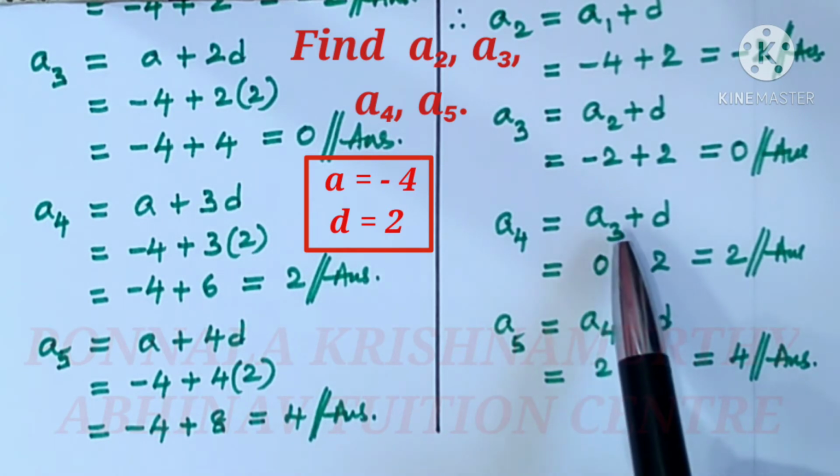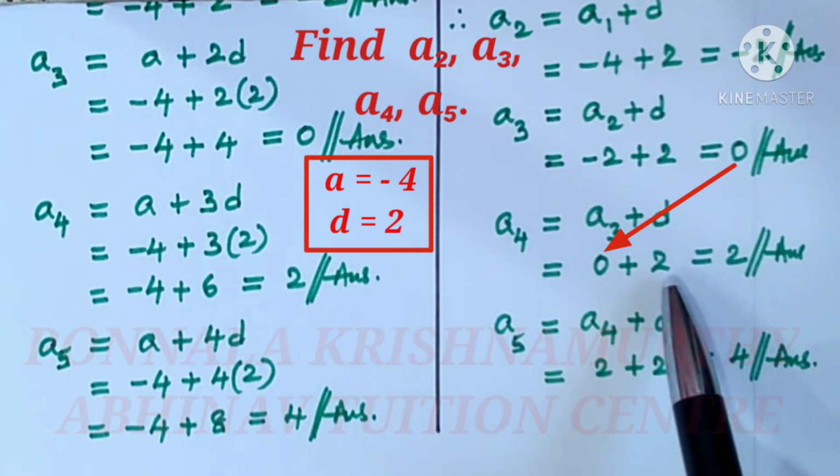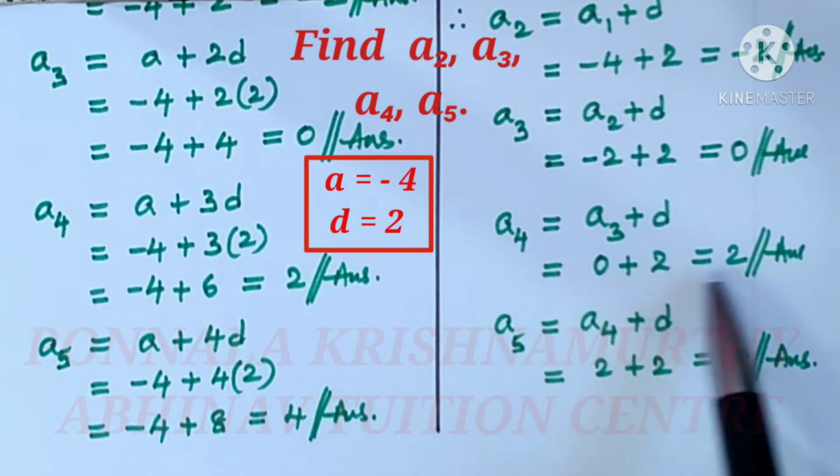A3 is nothing but 0. So 0 plus d is 2. 0 plus 2 is 2. A4 equal to 2, answer.